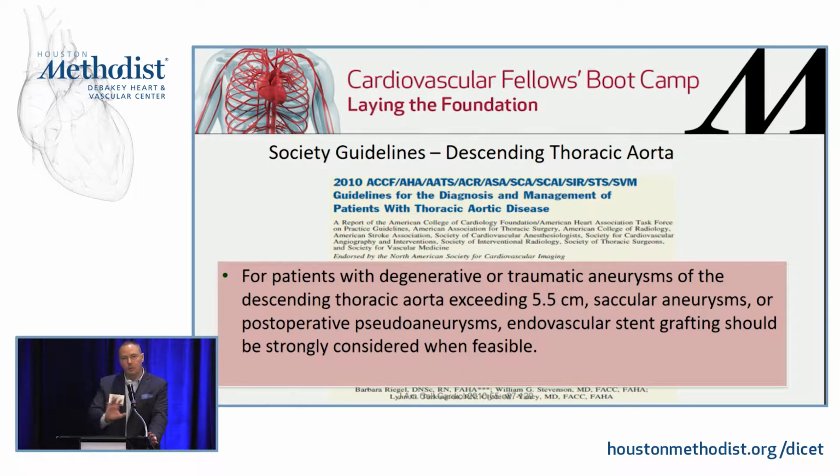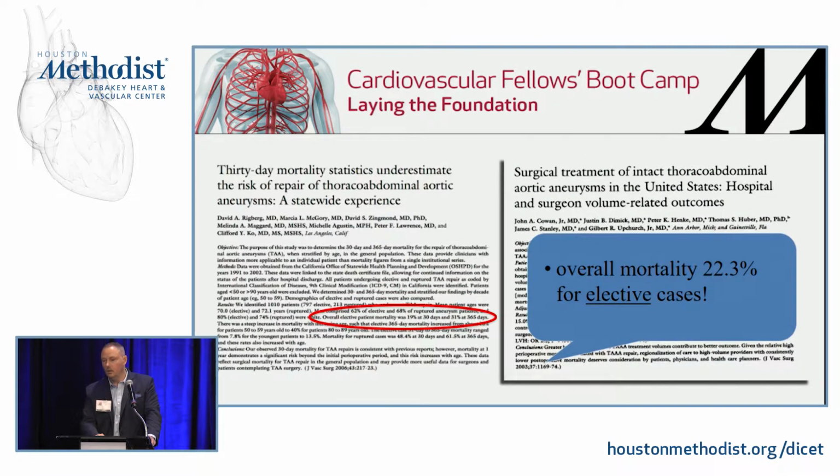So our society guidelines and others, in general, for a descending thoracic aorta, the number is 5.5 centimeters. You can have saccular aneurysms, postoperative pseudoaneurysms, co-arc repairs, stuff like that. The more focal aneurysms, sometimes you'll fix those as well. And stent grafting, for the most part in these patients, if they have adequate proximal and distal landing zones and access, that's the way to go.